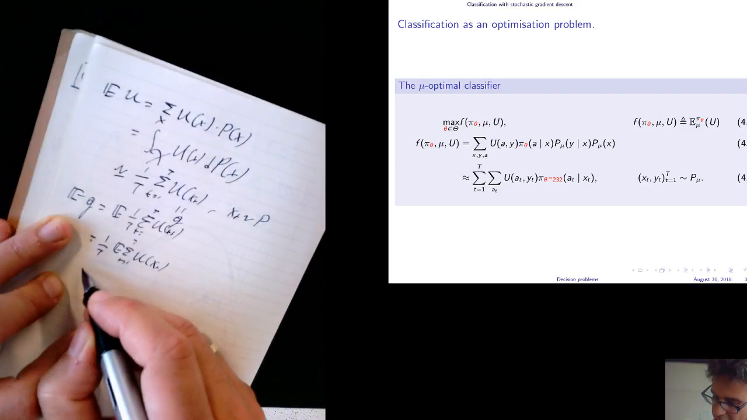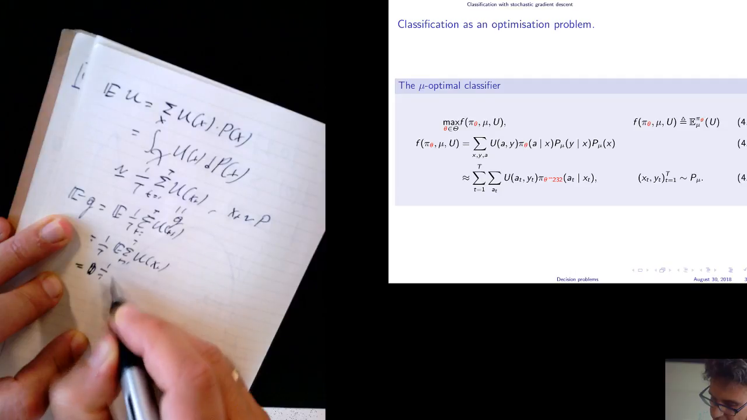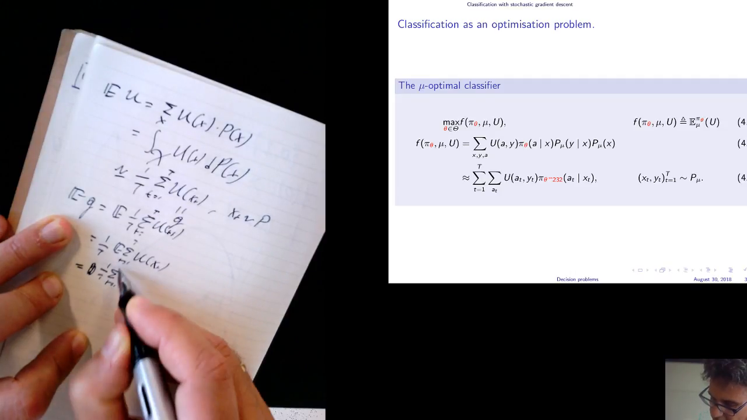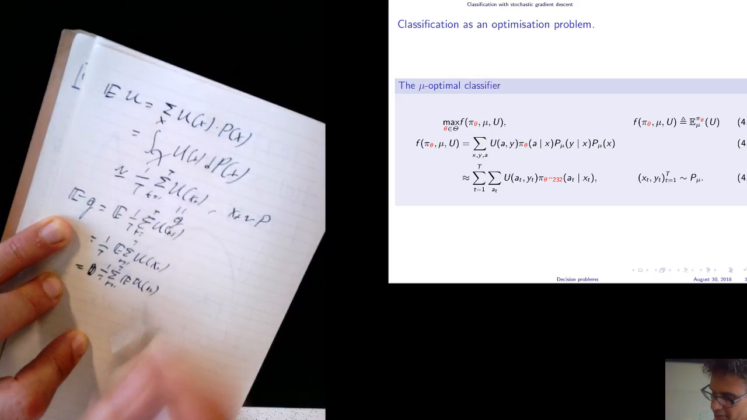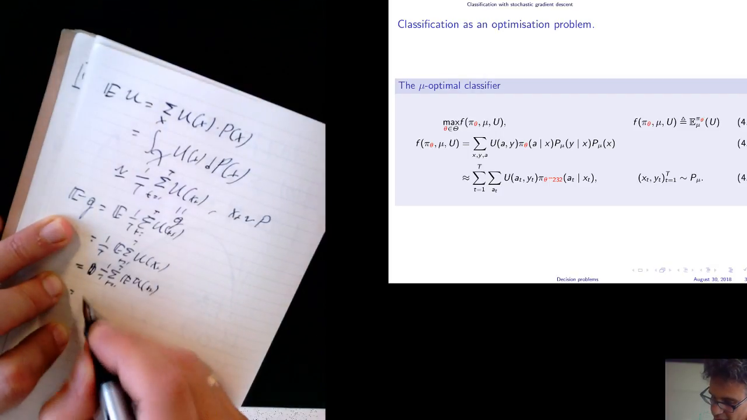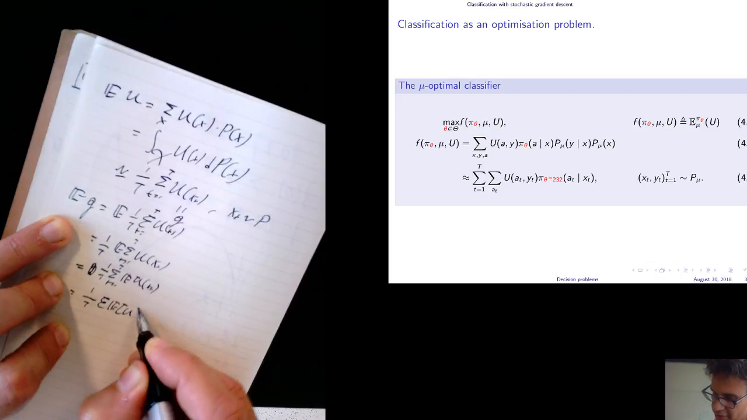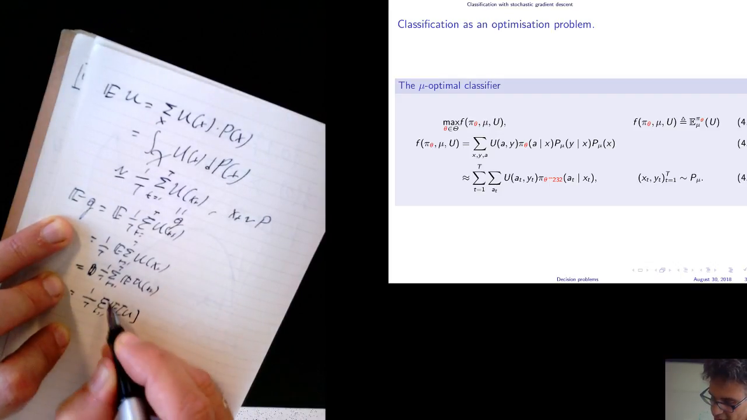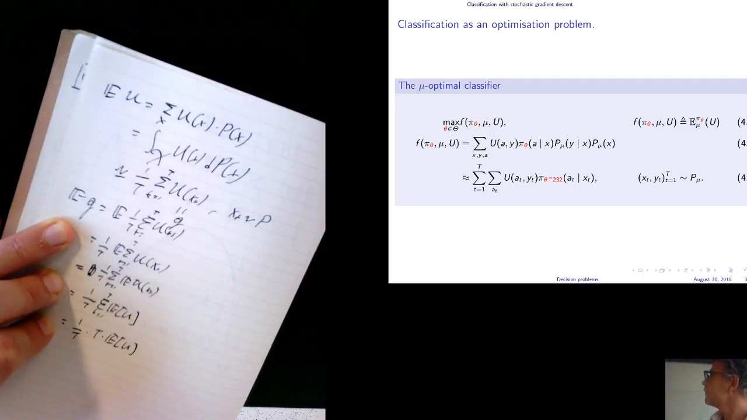And then you can write 1 over T sum from t equals 1 to T of the expected value of U of xt. But the expected value of U of xt is basically what we have there, right? It doesn't depend on T or anything like that. So it's the same thing: just 1 over T times T times the expected U. So that's basically what we have.